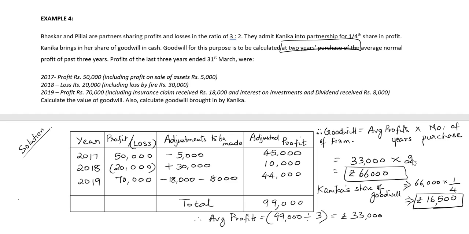So we saw how to calculate goodwill when there were a few adjustments to be made to the given year's profits. Let's go to the next example.